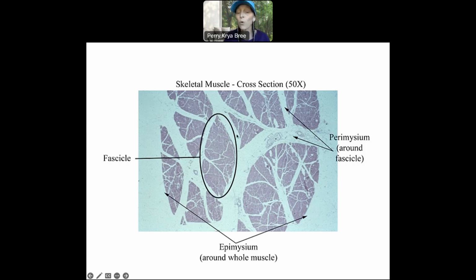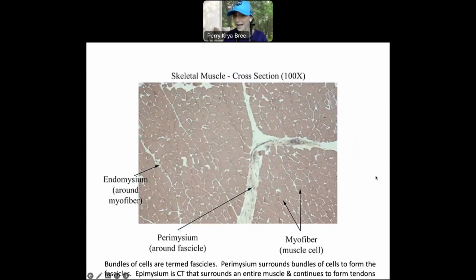Okay. And so, of course, then if I have an arrow here, what are we pointing to that's going around the fascicle? That's going to be the perimysium, the connective tissue surrounding each fascicle, and allowing it to connect to the fascicle next to it. So hopefully that makes sense there.